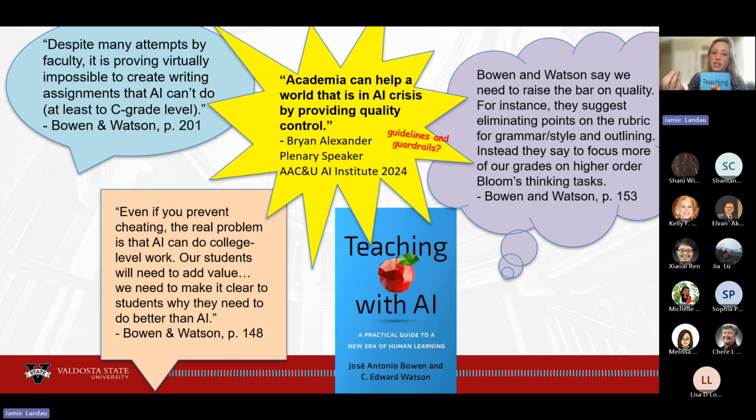That means we need to up our standards, right? We need to raise the bar, so that our students now need to add value to the C-level work of AI. That's what our grading and our assignments now need to help students do. What's the human value added to what AI could do, or in providing quality control, countering, critiquing, and fact-checking AI?